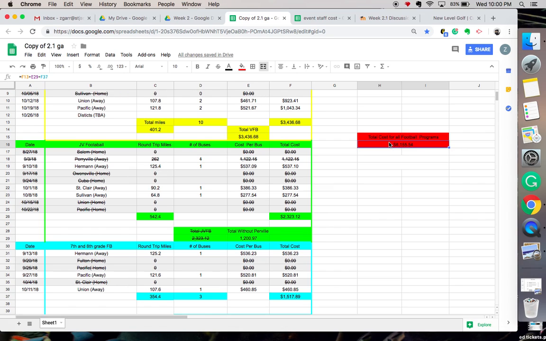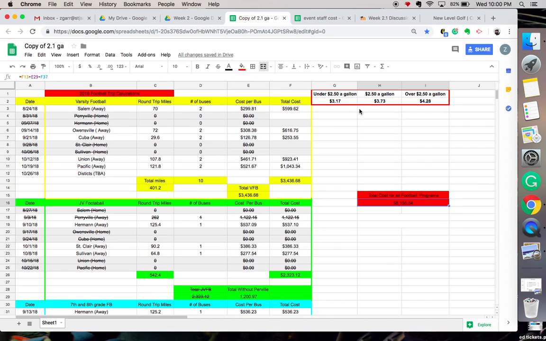$6,155.54. Again, as I mentioned, this is so great because if you have to go in and edit the gas price halfway through the season, these totals will still come up into these columns, and when that reflects the price of my total cost, it will reflect my price of the total cost over here.